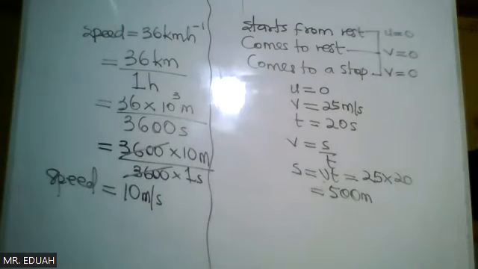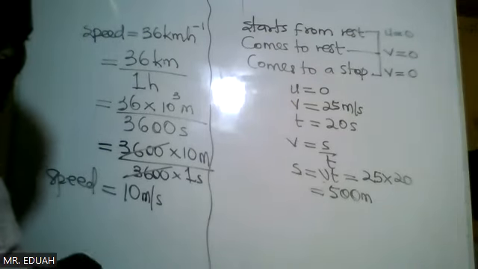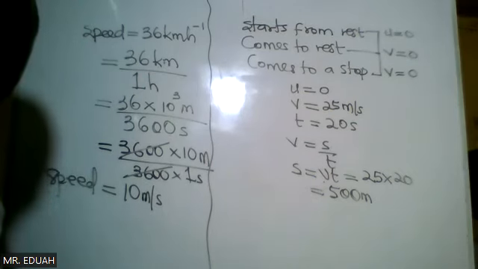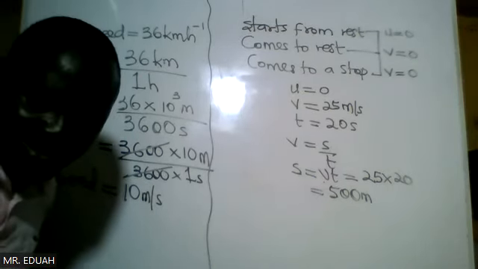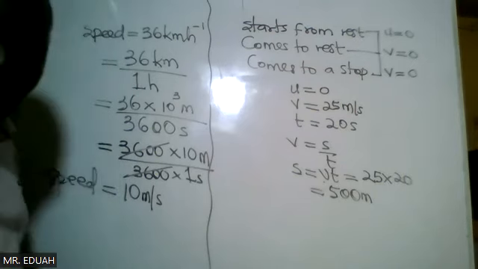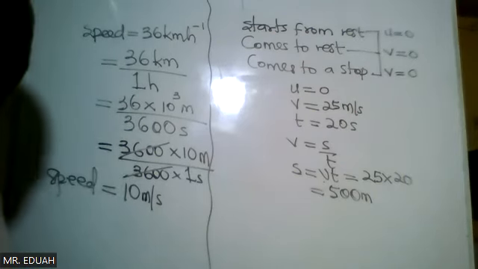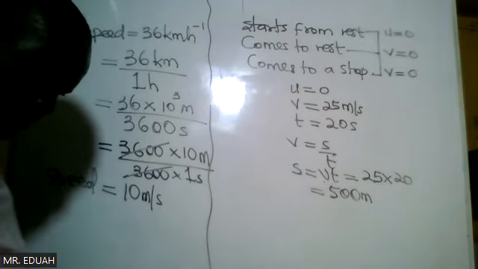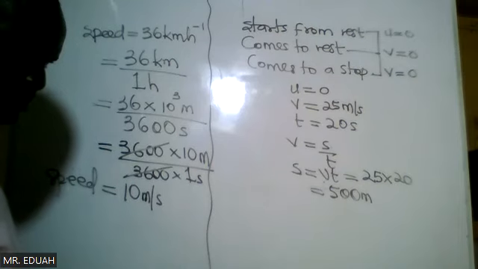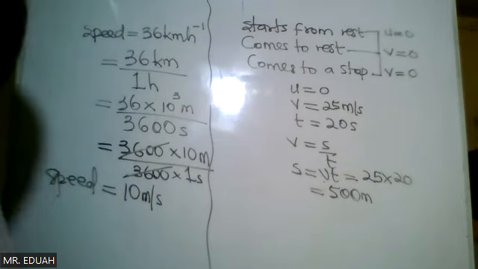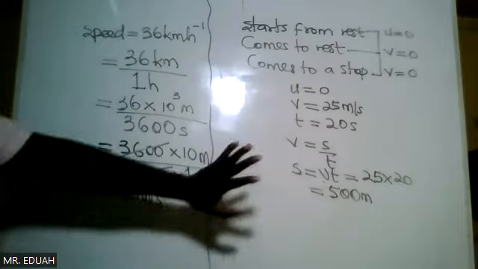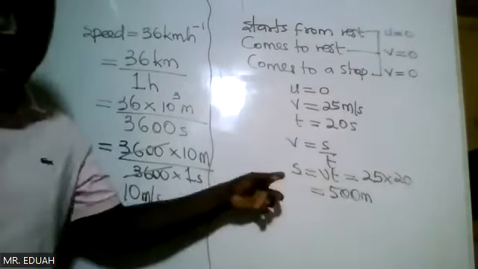Okay. This is wrong because, you see... Yes, go ahead. Sir, please, from what I know, I think that there is a formula for the distance, which is S is equal to ut plus half at squared. So I think when you substitute it, it is wrong. No, we'll come there. But there's a reason why this is wrong.